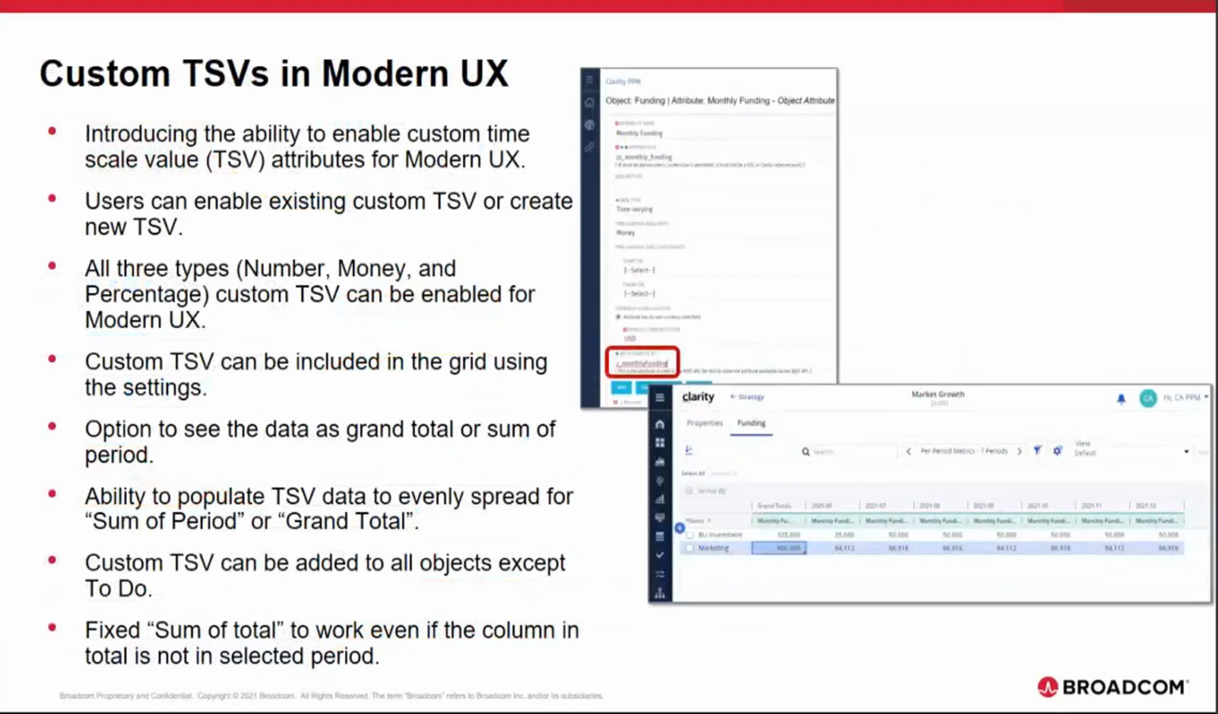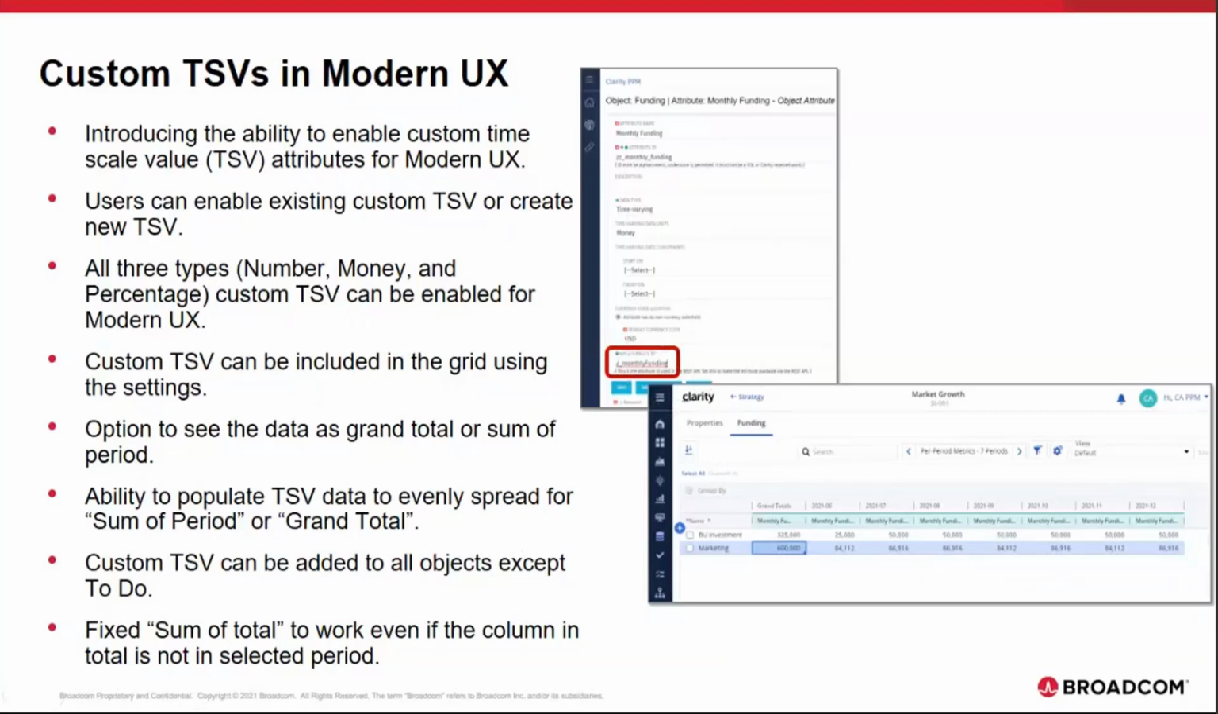We are also now introducing custom TSVs in modern UX. This is something that the customers have been asking for a while. Customers have created custom TSVs in the classic UI and have been using them for various reasons. However, they could not see that custom TSV in the modern UX. We now have the option to specify an API attribute key for these custom TSVs, and once defined, those custom TSVs are available in the modern UX.